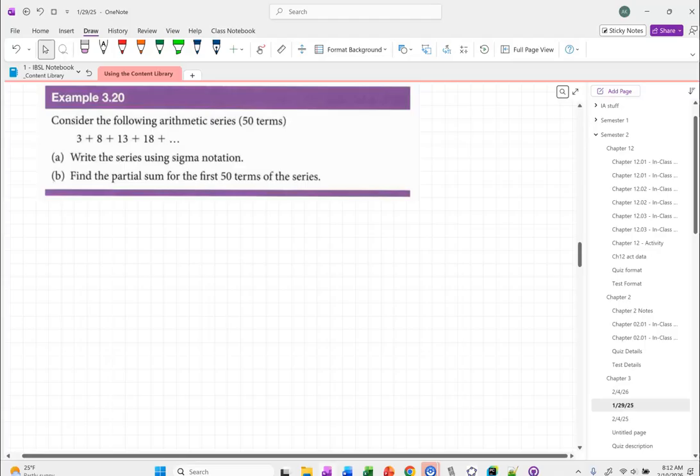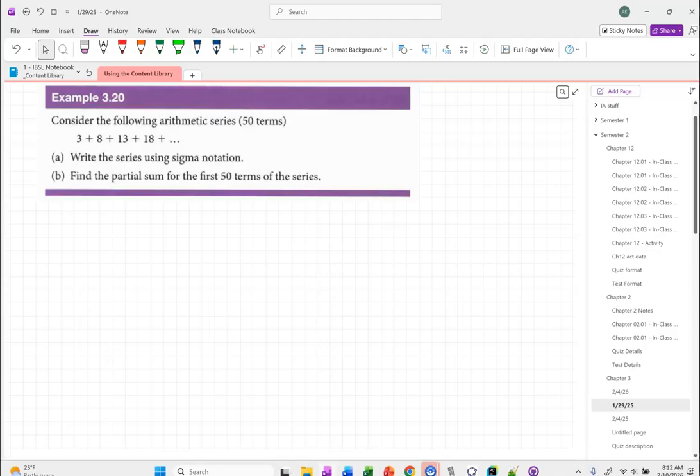Consider the following arithmetic series that contains 50 terms. It starts 3 plus 8 plus 13 plus 18. How do I know that's arithmetic?